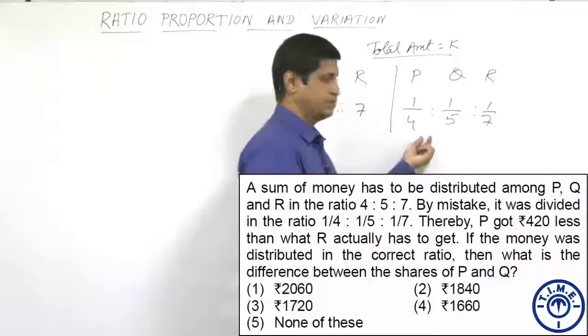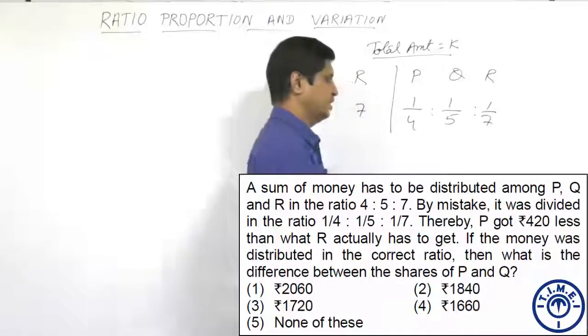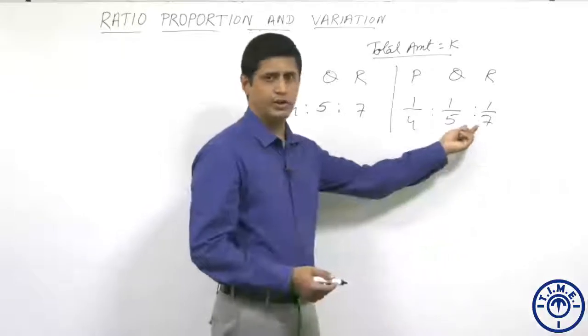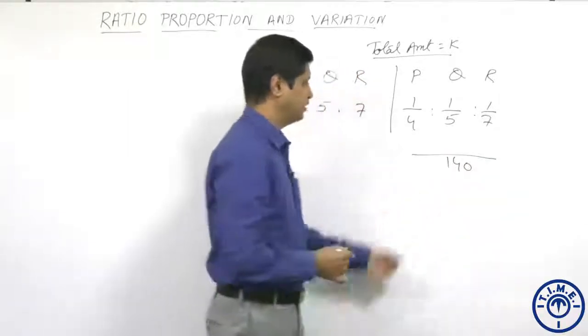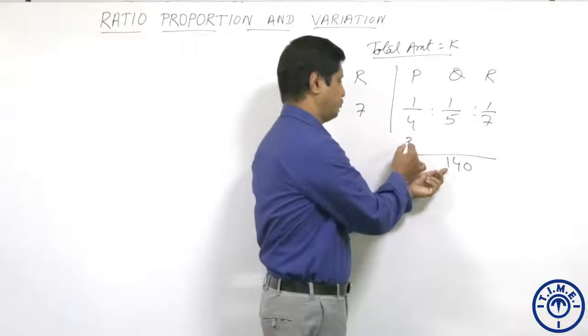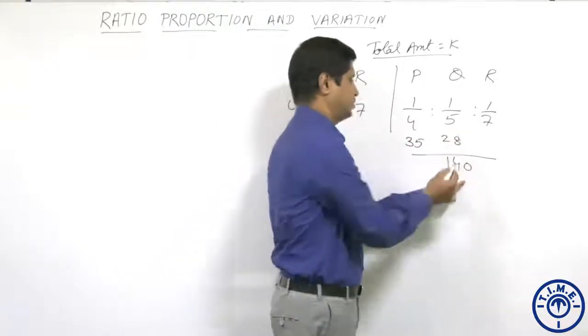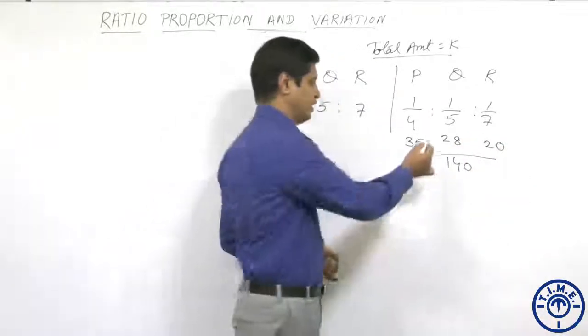It is given in the form of a fraction, so just convert it into numbers. What is the LCM of the denominators? The LCM is 4 into 5, 20, 20 into 7, 140. 140 is the LCM, so it goes how many times? 35 times. What about the 5? 28 times. What about the 7? 20 times.